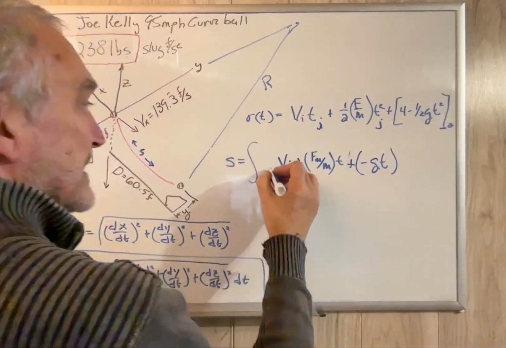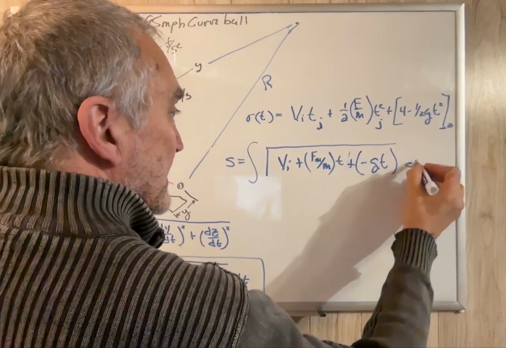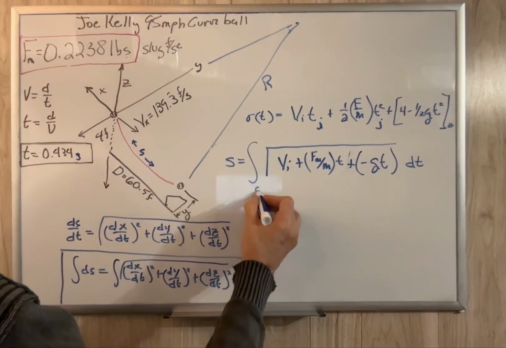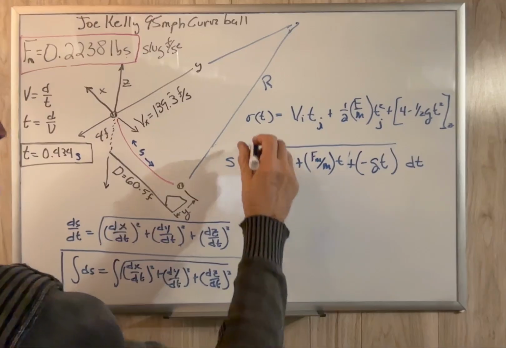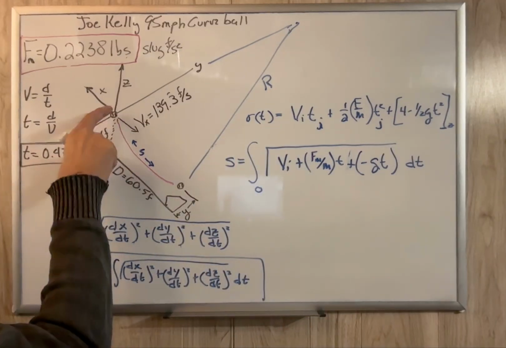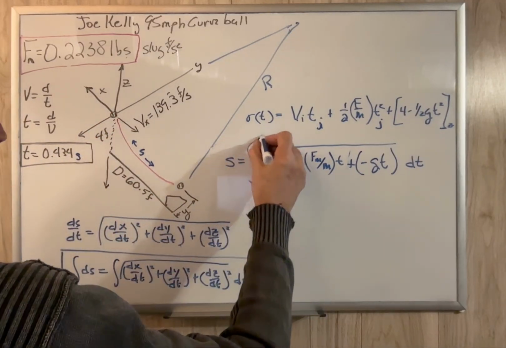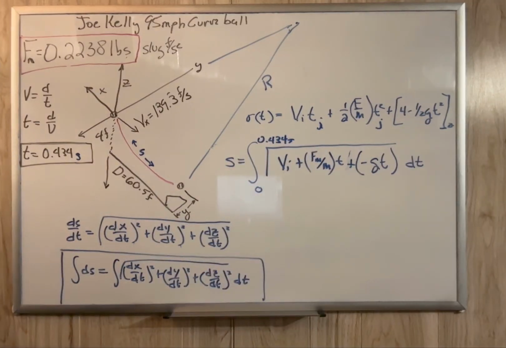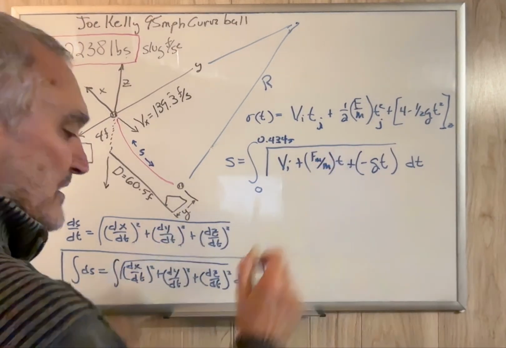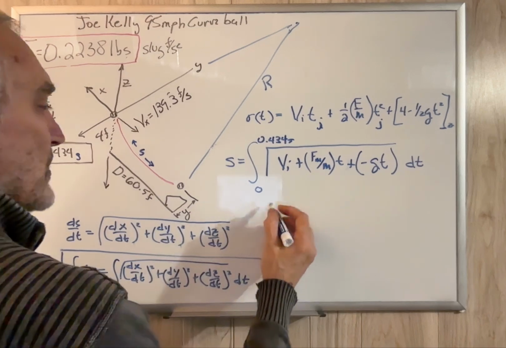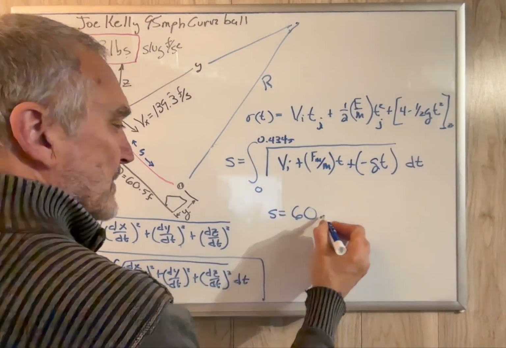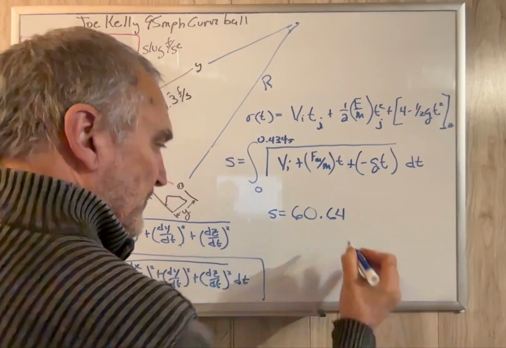And if we take the square root of that thing and then integrate it with respect to t, going between time 0 and the amount of time it took the ball to go from here to here, which is 0.434 seconds. I'm not going to do that integral here because I have too much respect for mathematicians. If we do this integral, basically what we're going to get is s equal to about 60.6413 feet.